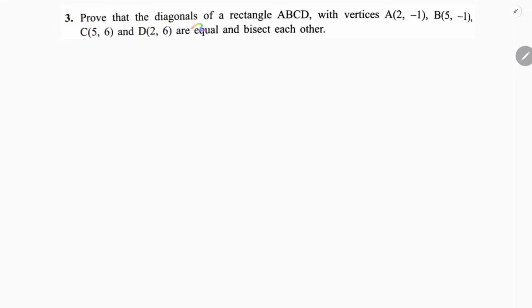Prove that the diagonals of a rectangle ABCD with vertices. So here a rectangle is given. We need to prove that the diagonals bisect each other.